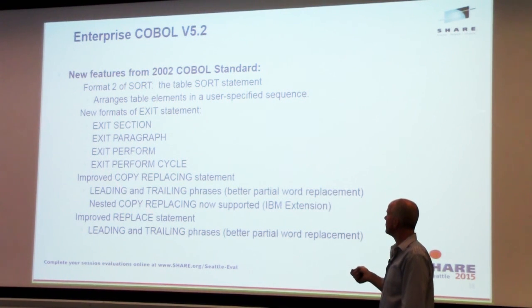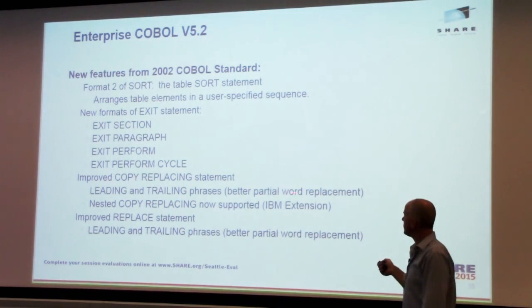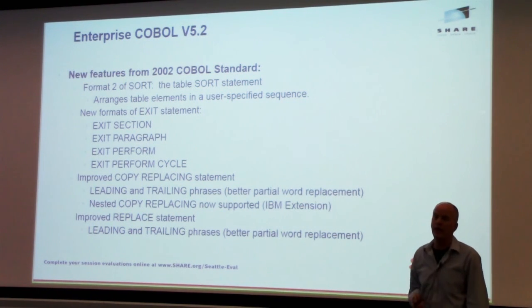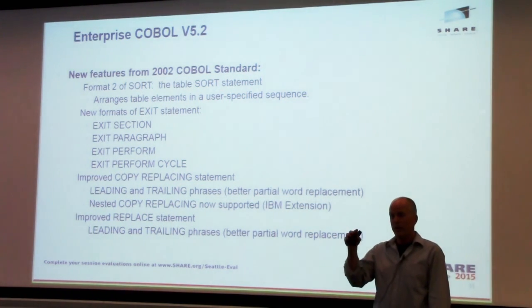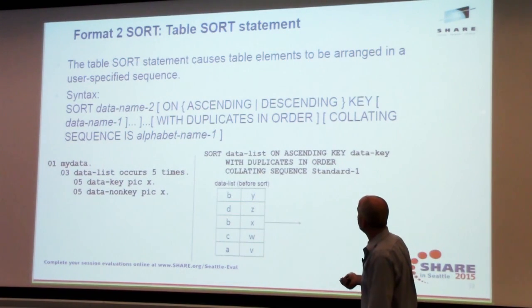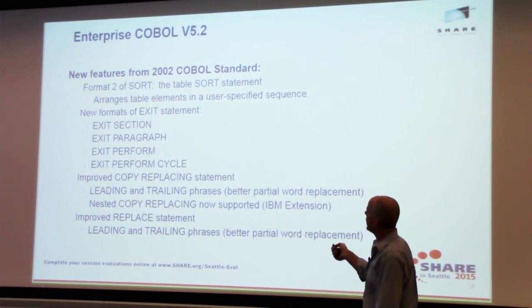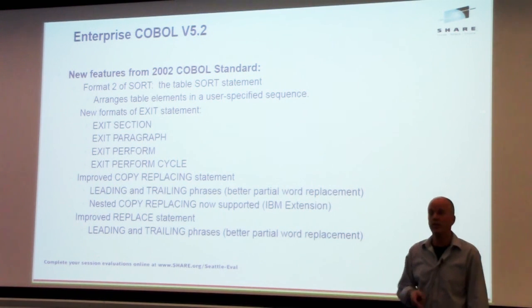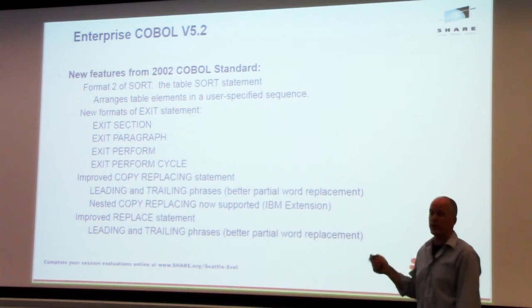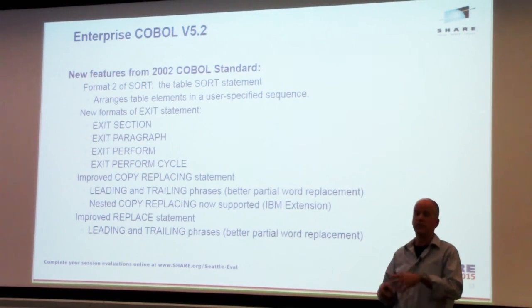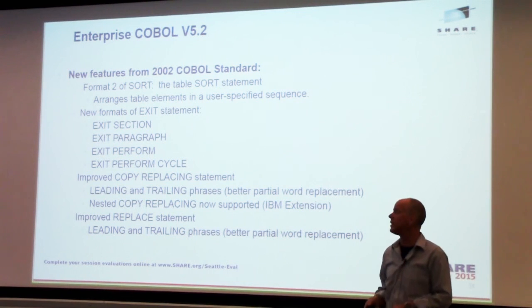And here's a bunch more things. Exit improvements, partial word replacement with COPY REPLACING, and nested COPY REPLACING. This has been a long-time user requirement, to allow COPY REPLACING with nested COPY statements. And this table SORT statement, where now you can do a table sort in CICS. You can do it anywhere. You couldn't do any kind of sort in CICS before because we would call DFSORT or SyncSort, whichever external sort facility, and those were forbidden in CICS.